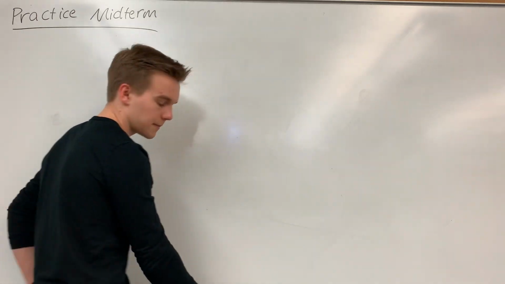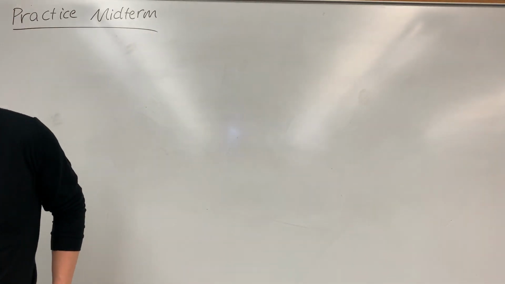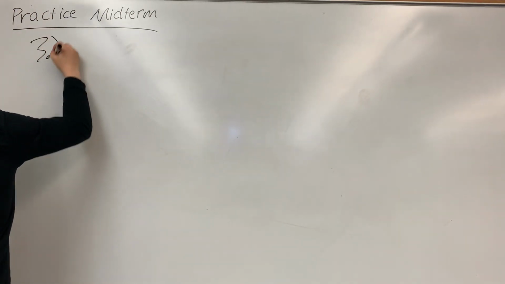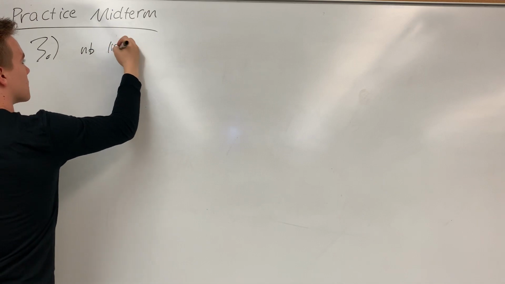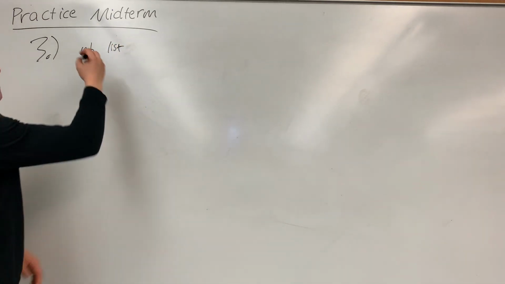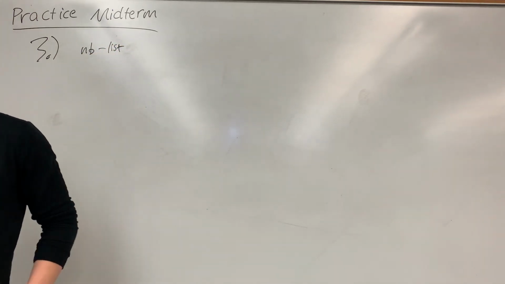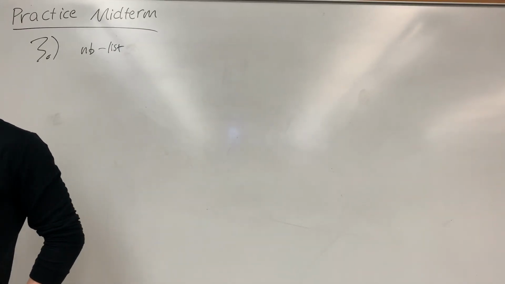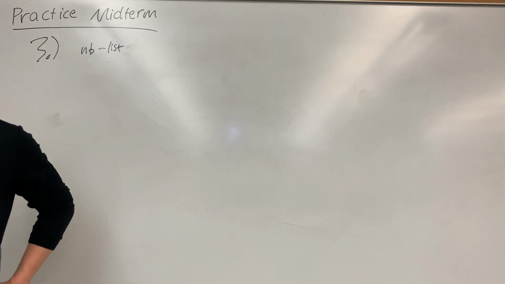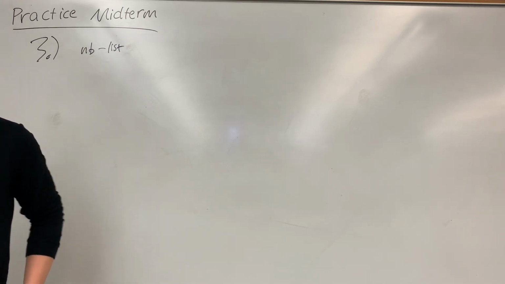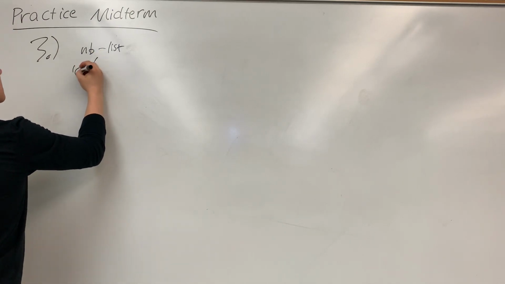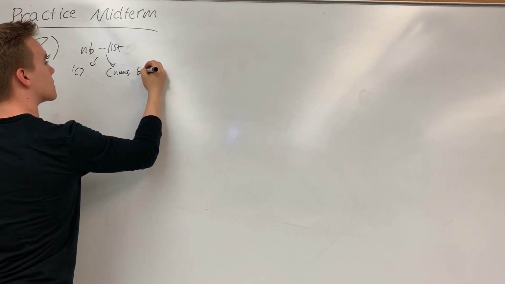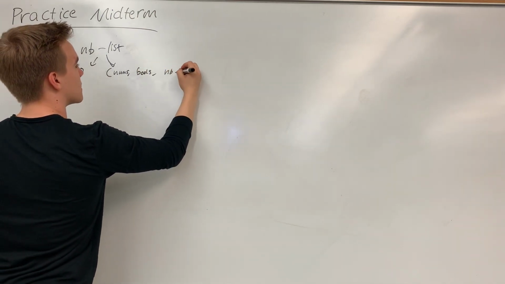In question 3. Oh boy. Okay, define an NB list. An NB-list is a list that's empty or has elements that are numbers, booleans, or NB lists. So it can be empty or has nums, bools, and NB lists inside.